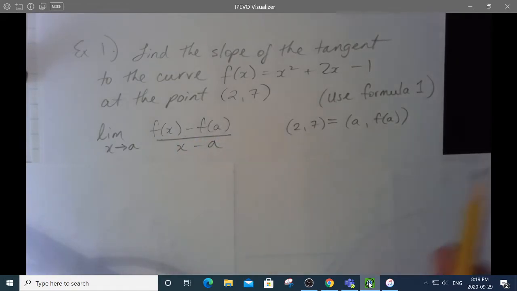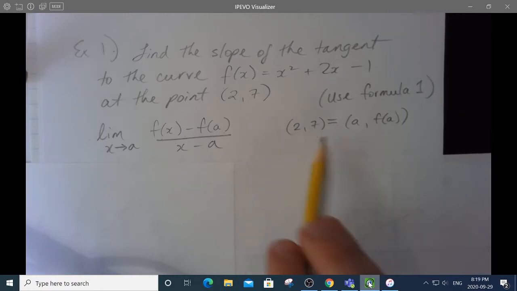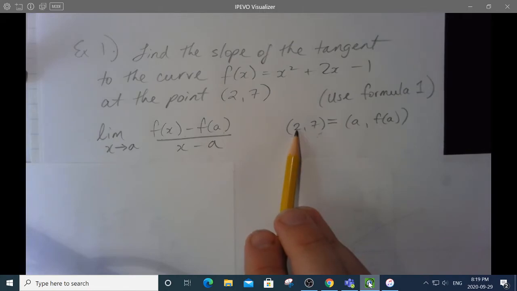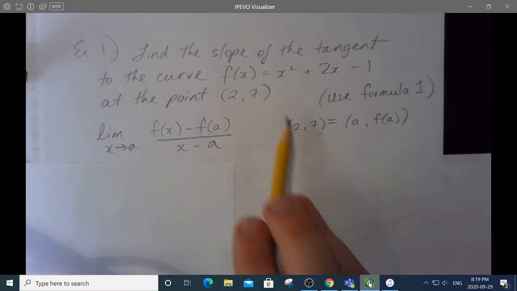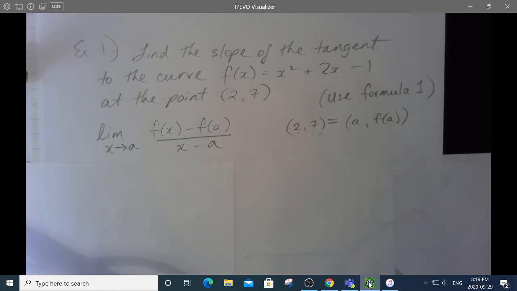Now obviously I have to use this point, and this point tells me a and f of a, right? This is a, this is f of a. I put 2 into this formula and I get 7. Try it if you don't believe it.